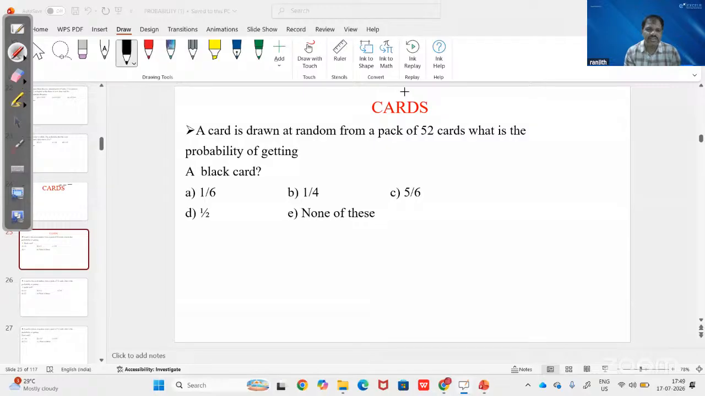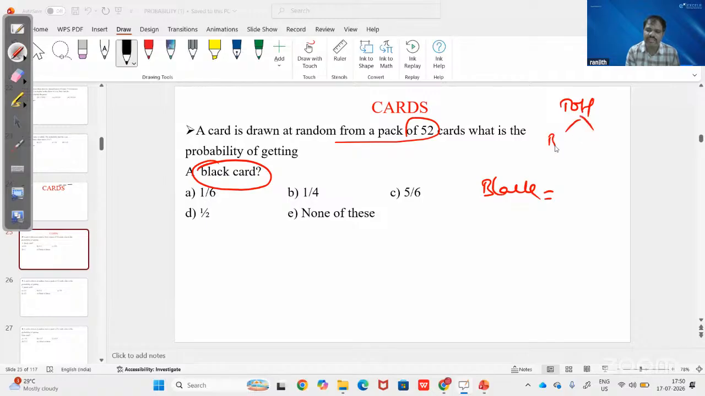A card is drawn at random from a pack of 52 cards. What is the probability of getting a black card? Just now we discussed black cards. The total cards are 52. Out of 52, there are black cards and red cards. Black cards will be 26 out of 52, and 26 out of 52 is equal to 1 by 2.